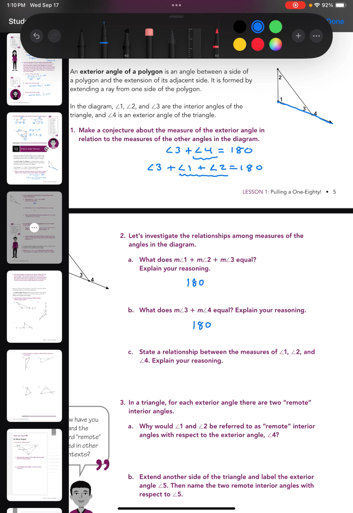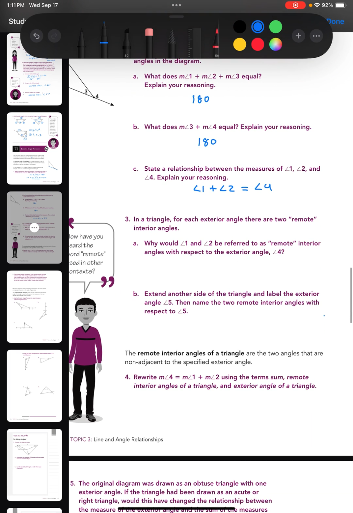So the relationship between 1 and 2 and 4 is that they are equal to each other. Angle 1 plus angle 2 has to be equal to angle 4. Since we know that 1 and 2 combined with 3 equal 180, and we know that 4 combined with 3 equals 180, that means 1 and 2 combined together have to equal angle 4. All right, so we're going to use that a little bit.